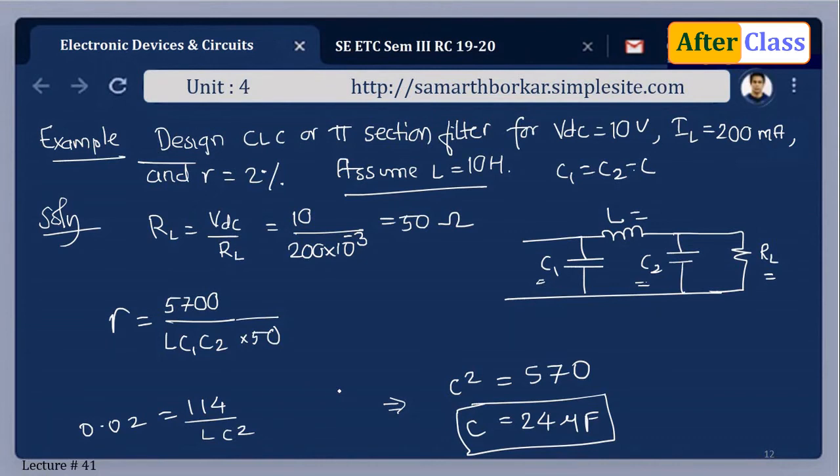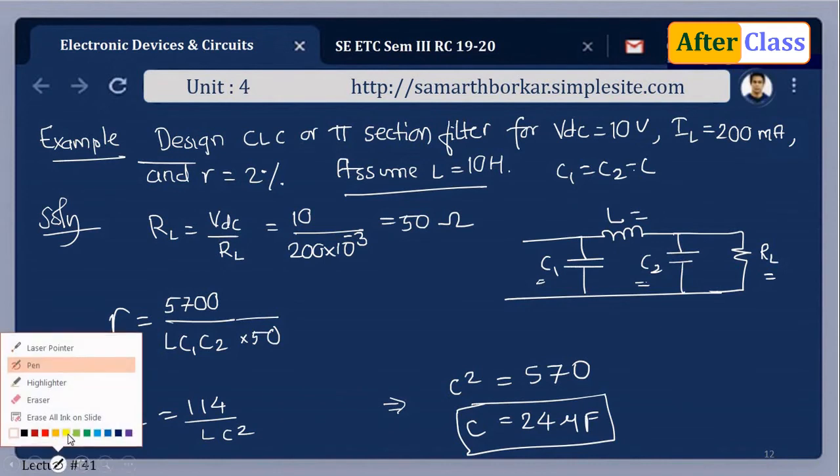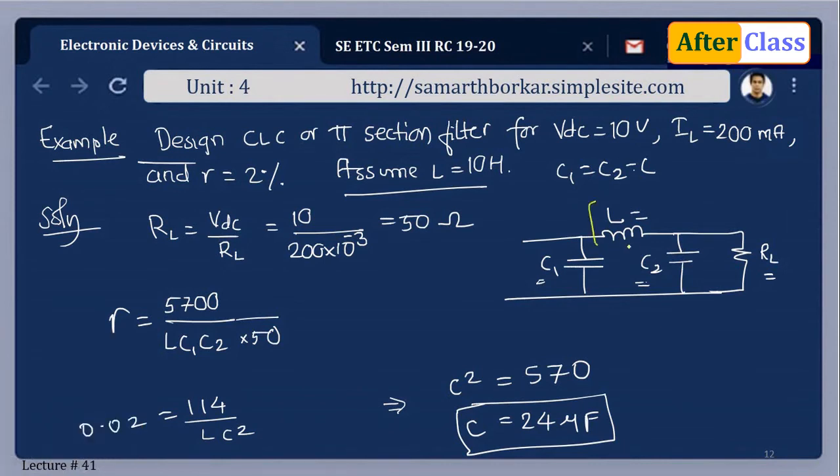Basically what we do in case of pi filter, it is referred to as pi filter because of its unique shape. If I observe this circuit carefully, it is an already existing LC filter. To this existing LC filter, we add another additional capacitor to provide a smoother output voltage. So the resulting filter is referred to as pi filter.